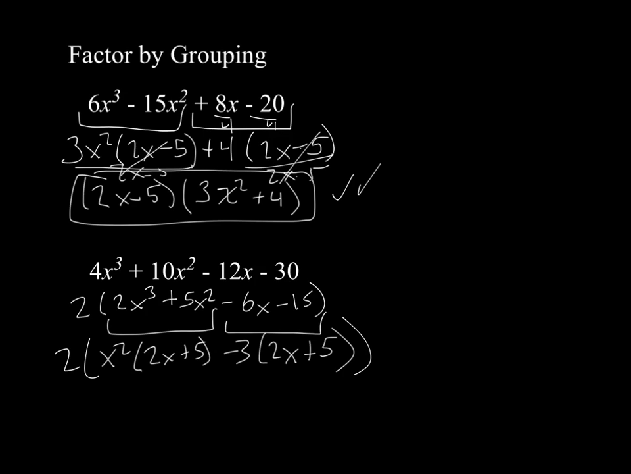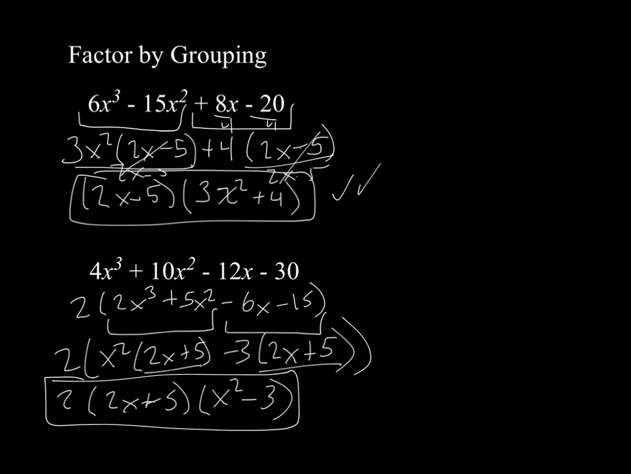All right, now I'm not done. A lot of people stop there, and that's a problem. You do need to keep going. We still have that GCF of 2 out here. Then we need to pull out the common factor of 2x plus 5. And what's left is going to be the x squared minus 3. X squared minus 3, that gives you the second binomial there. This would be my final answer.